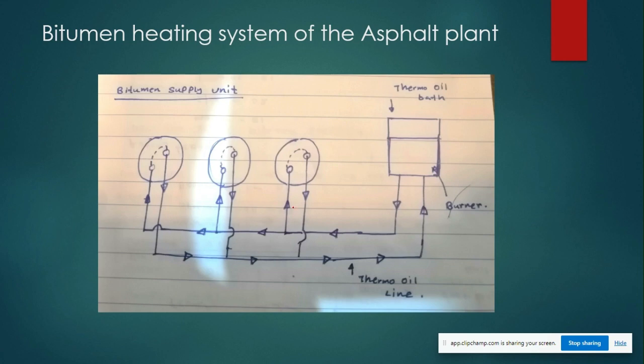This is the simple diagram you can see. This is the burner and thermal bath, and this heating line goes to the bitumen tank. These are all our bitumen tanks. Heated oil goes to the bitumen tank and returns to the oil bath, is heated again, and goes to the bitumen tank again, heating it up to the required level.